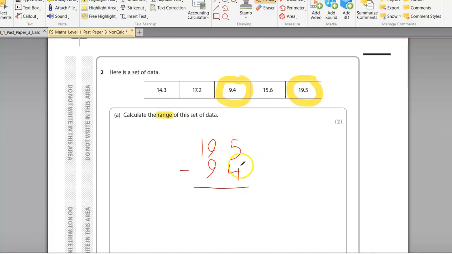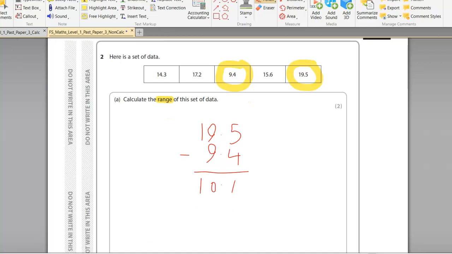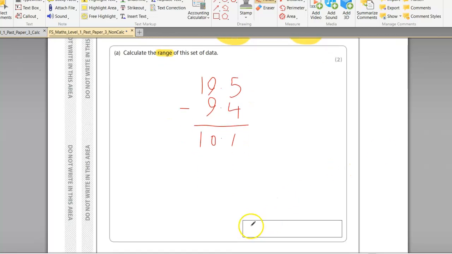Nothing too nasty here. So 5 take away 4 is 1. We line up the decimal points. 9 take away 9 leaves you nothing. And then 1 take away nothing, of course, is 1. So there we've got a range of 10.1. So it's just the difference between the biggest and smallest numbers.